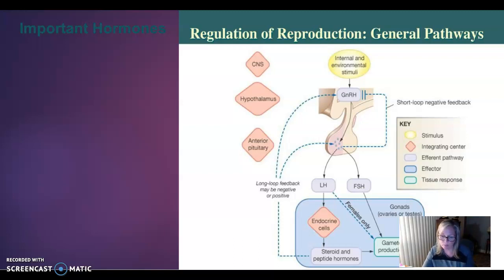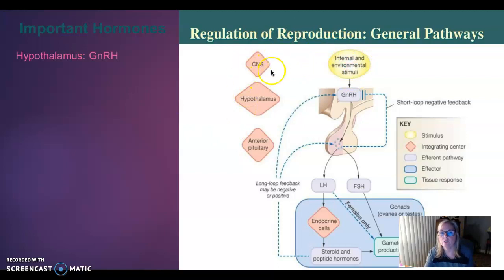In both sexes, the brain controls reproduction through interaction between the hypothalamus and pituitary glands that influence gonadal hormones. The gonads also influence their own function by secreting hormones that feed back to act on the pituitary, as you will see in this presentation. So here are some of the important hormones we're going to discuss.